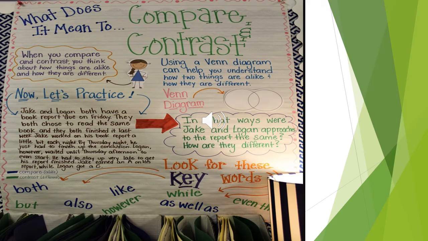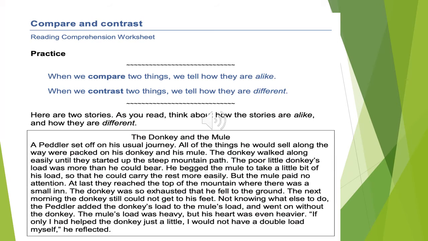The second thing, Jake got an A on his report and Logan got a C. Do you understand? It's very easy, and you just need to give yourself time to understand, to use the text, to use the signal words to help yourself, okay? So let's practice. Here we have this sheet. I want you to check it out.